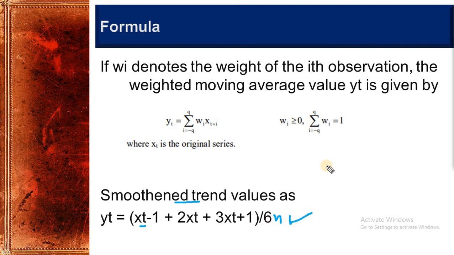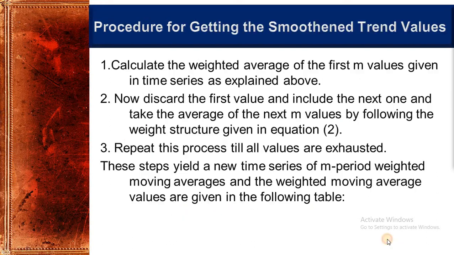Here I am going to consider a 3 years moving average method. That is why I have taken 3 values: 1, 2, 3. Three values I have considered. Otherwise it would be 4, 6, something like that. Then let us have a problem to consider.